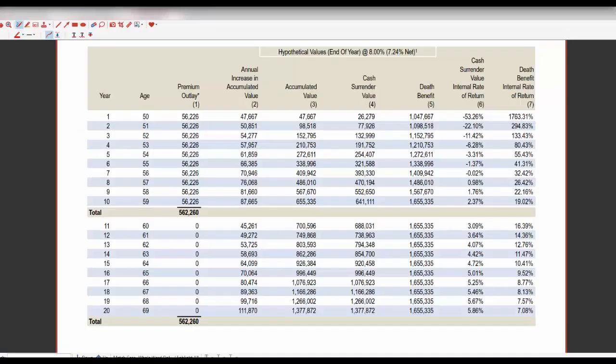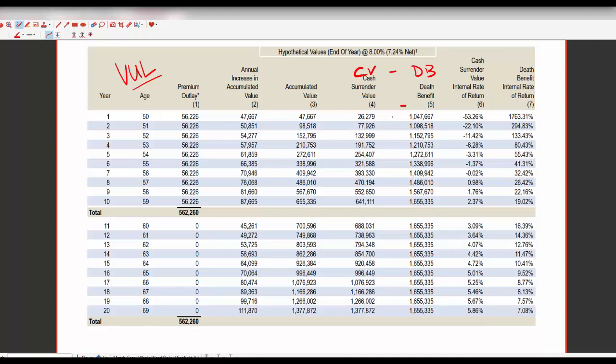So what you're looking at here is the ledger page of a variable universal life insurance contract. And what I want to try to do is make this as simple as possible to conceptualize. So remember, the thing that we're going to key in on is net amount at risk and cost of insurance. So our net amount at risk is going to be this column here, cash value, minus our death benefit column. So column 4 minus column 5, that equals our net amount at risk.